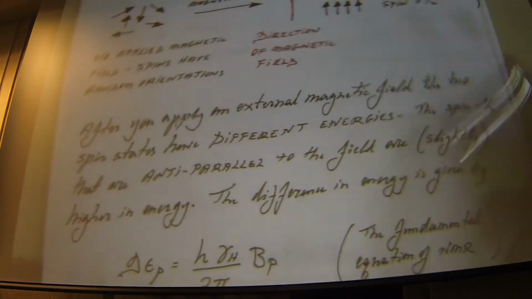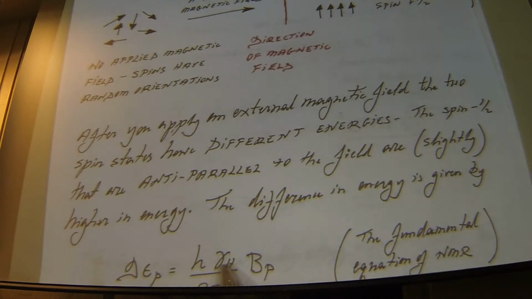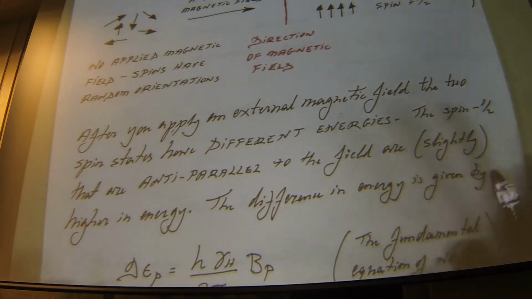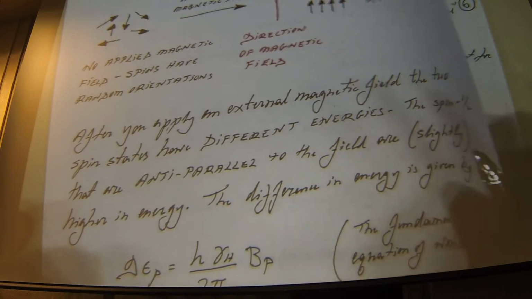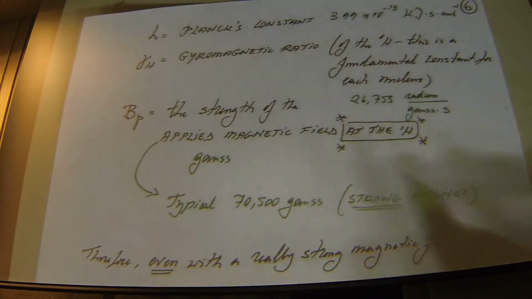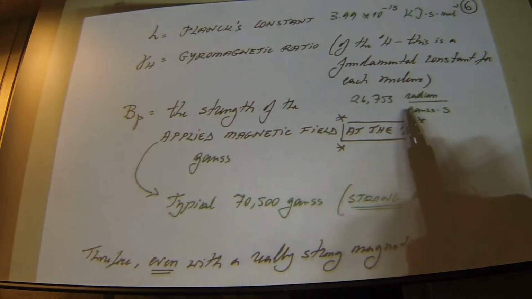Now, going back to the equation, you can see that this gamma is going to be important. Because if this is a really small number, then to get a big difference in energy, you're going to need a much bigger magnetic field. If this is a big number, then a smaller magnetic field will translate into a larger energy difference. So for protons, we're lucky. Why? Because gamma is a pretty big number, which means that even a modest magnet can give you large energy separation, so you can do the NMR experiment quite easily. So this is a fundamental constant for each nucleus.